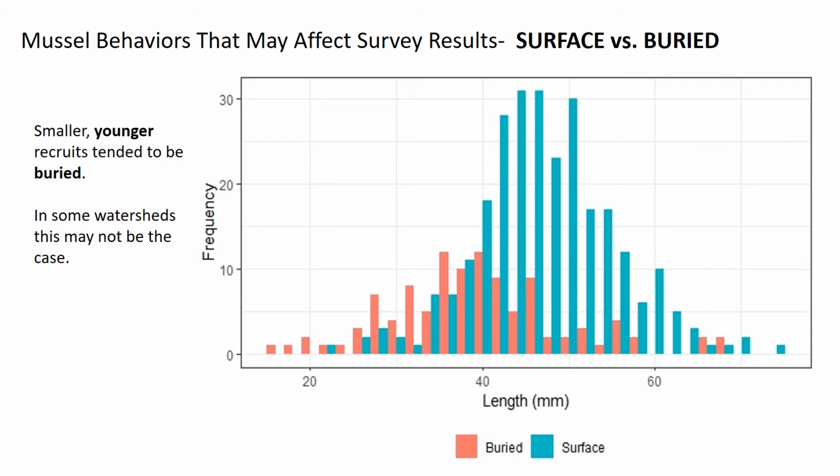Surface versus buried. Smaller, younger recruits tend to be buried, and you can see that very clearly here. The buried mussels are the red bars, and you can definitely see that the smaller ones tend to be buried, whereas the surface mussels tend to be larger mussels. This was very clear in our watershed where we've been developing these methods. However, talking to other people in other basins, this may not be the case.